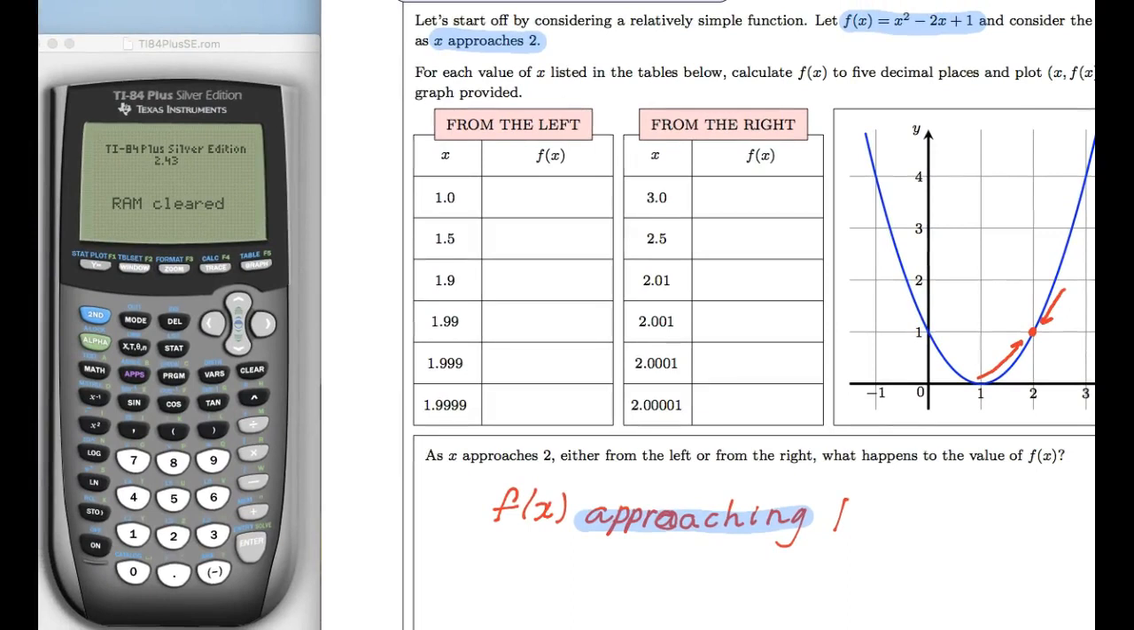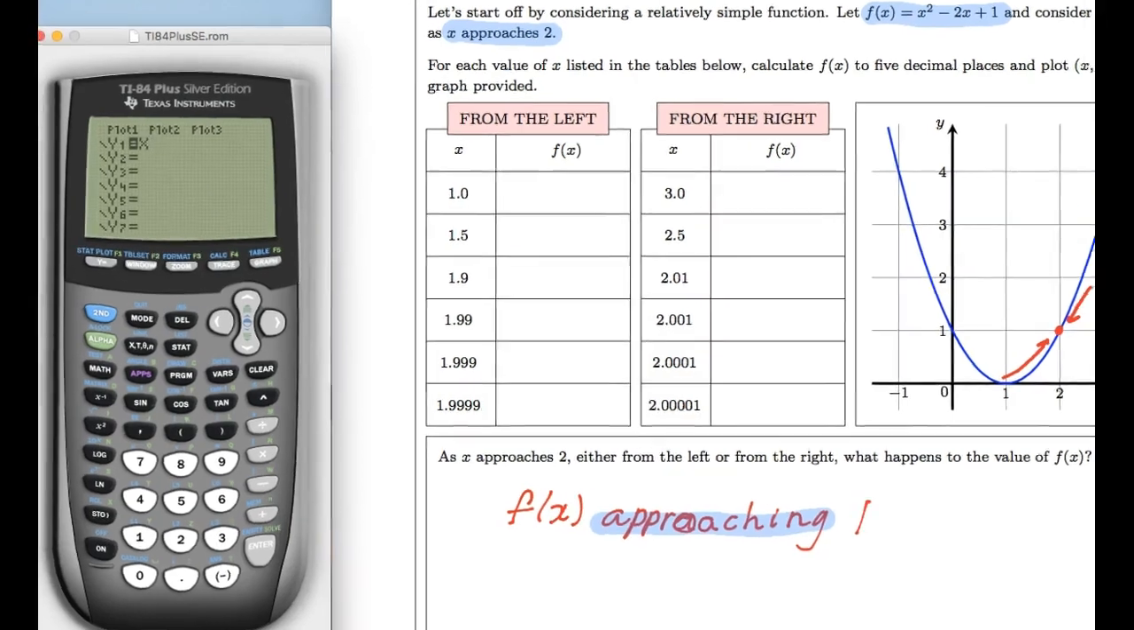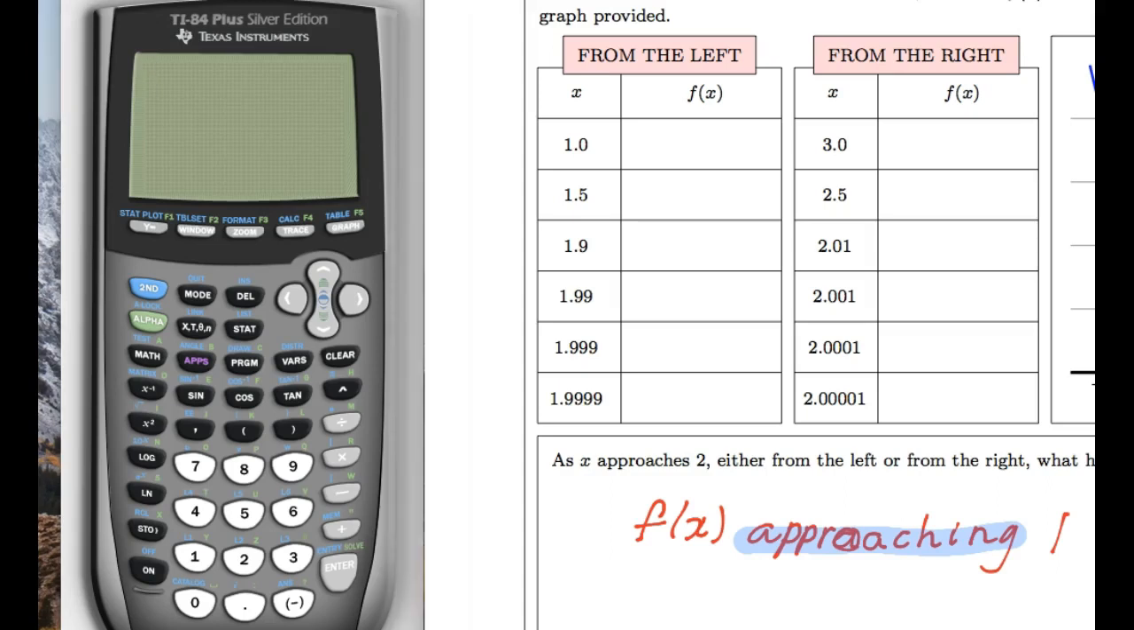So how do you do this from a table of values? On your TI-84, you're going to hit y equals and type in your function: x squared minus 2x plus 1. Then hit enter and quit. Hit second mode. I need to do 5 decimal places, I think it says. Yep, 5 decimal places, though in calculus you only need 3 decimal places.